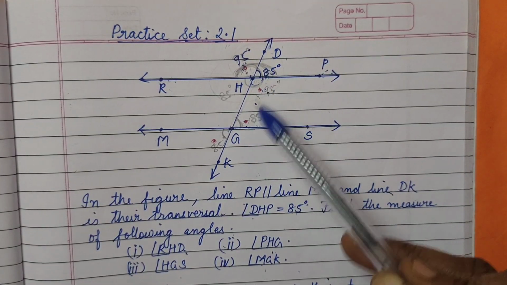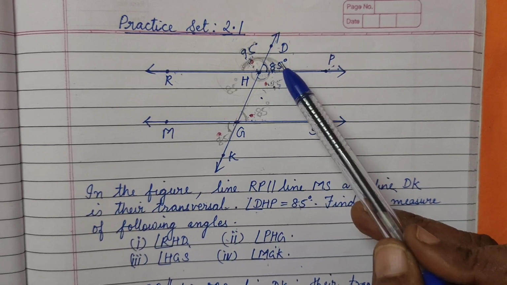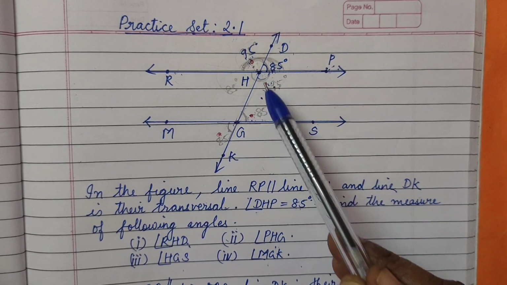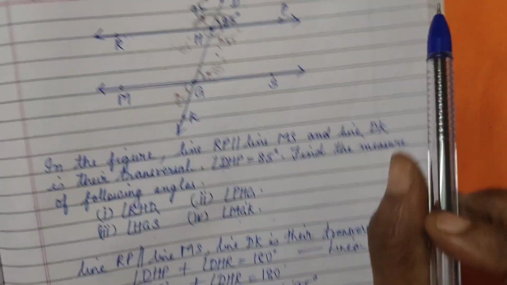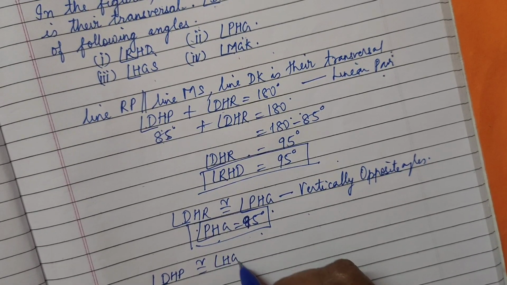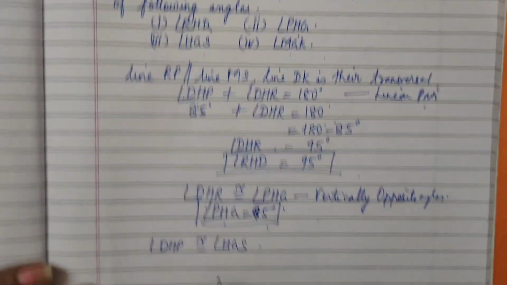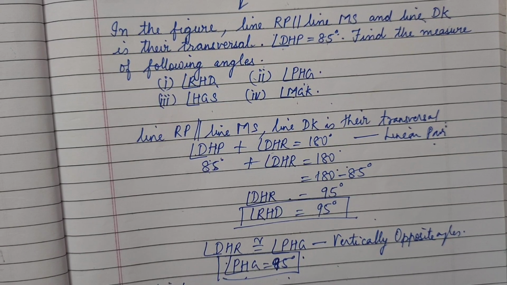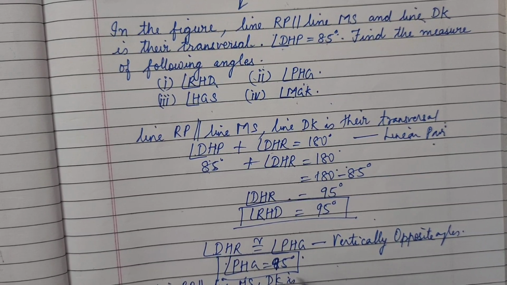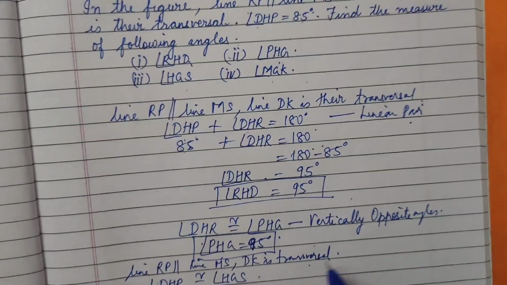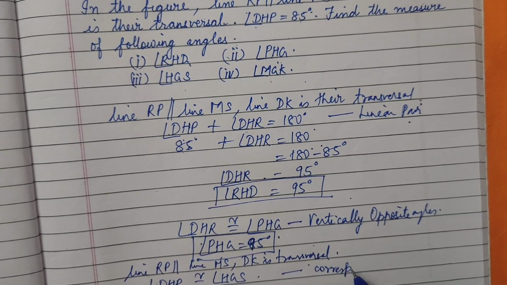So what did I say? You can go for two methods also, but I'll tell you this one. Corresponding angles. DHP, the upper one, DHP is congruent to HGS. Okay dear, see, whenever we write corresponding angles, before that we have to write the parallel lines once more. So line RP is parallel to what? Line MS, we will write again, and DK is the transversal. Only then we write the corresponding angles. Always write this and then write the corresponding angles. So we say corresponding angles.